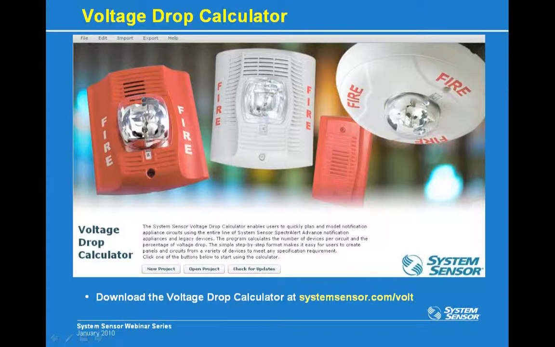So the program calculates the number of devices per circuit and the percentage of voltage drop based on wire gauge, number of devices, and the distances between devices along the circuit. So the new application provides quite a bit of functionality. So we really want to show you some of the new functionality, how the calculator has changed.